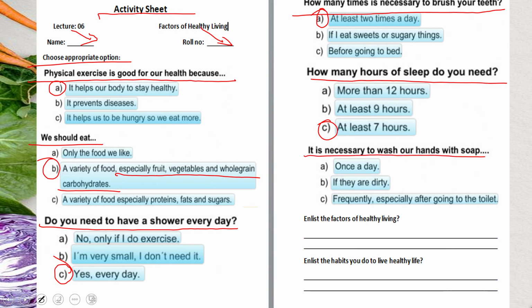It is necessary to wash your hands with soap once a day if they are dirty, frequently, especially after going to the toilet.